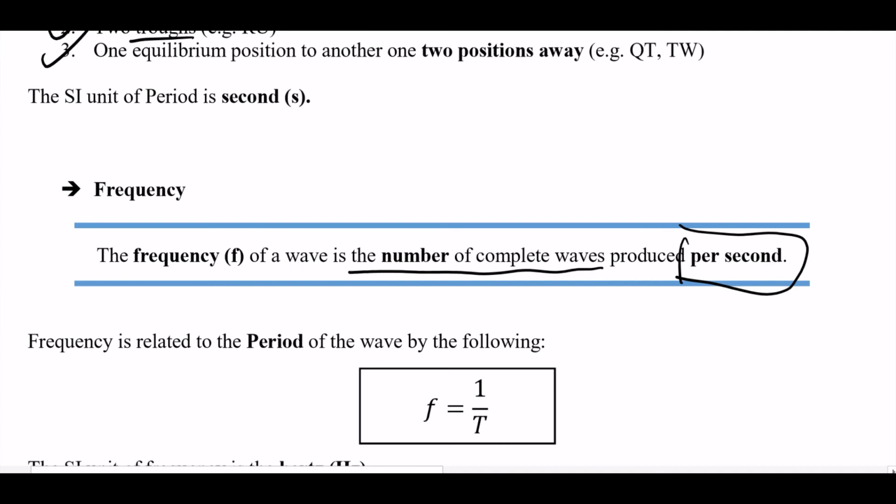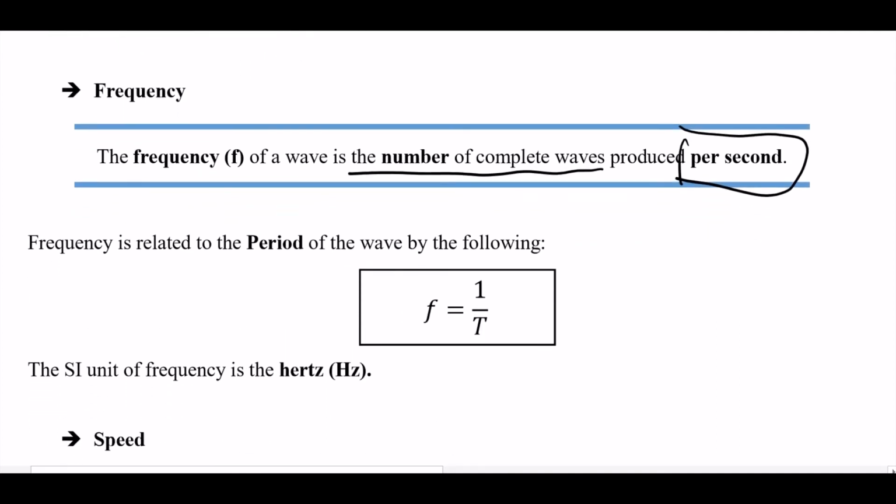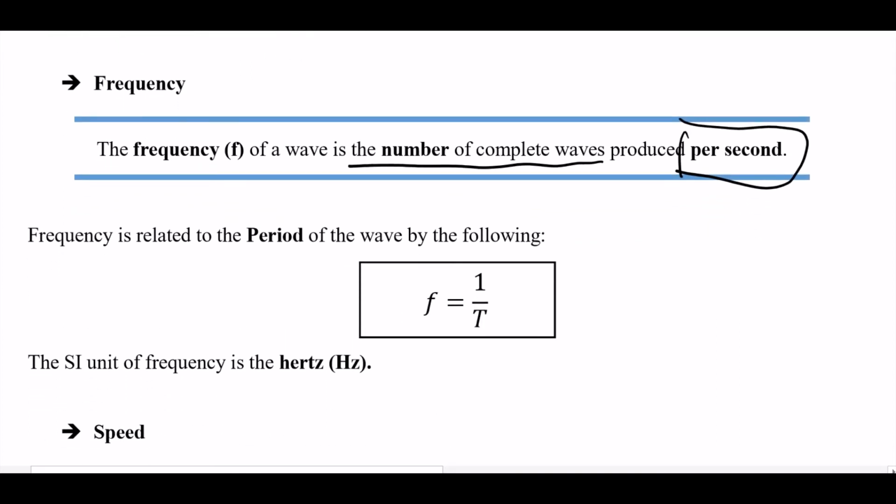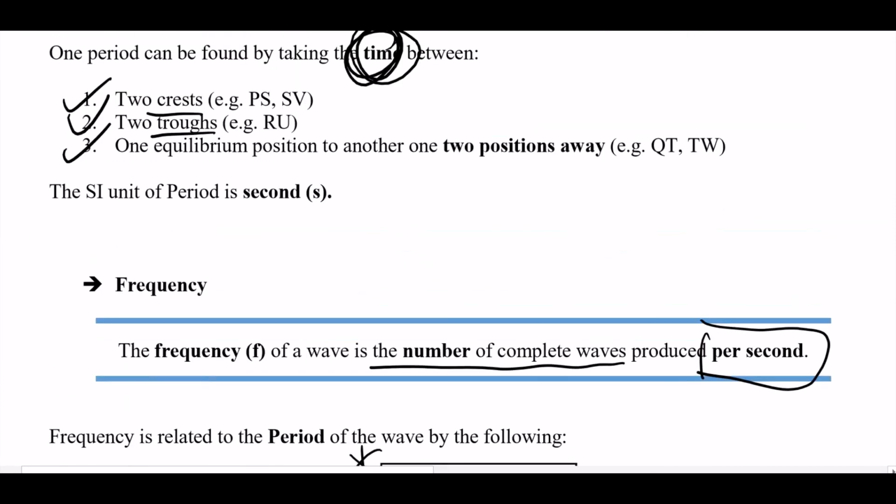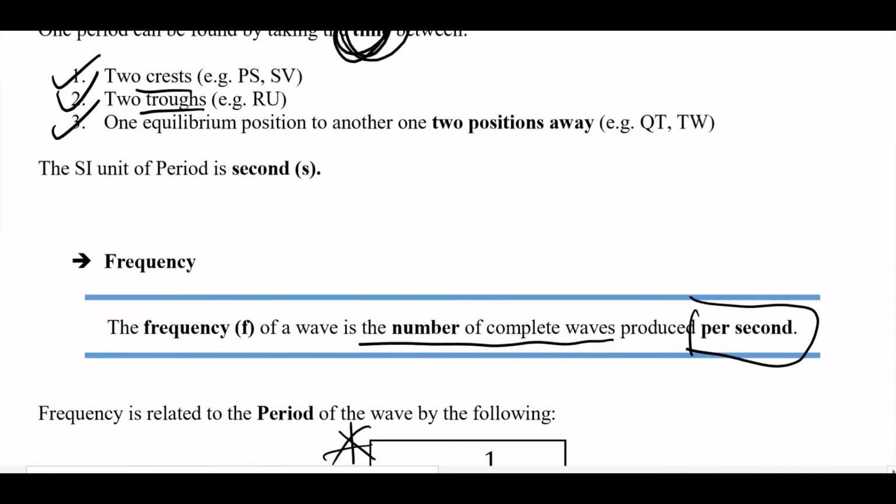Okay, all right. So there's the formula here now. Frequency is 1 over period. So that's the formula over here. Okay, so let's recap a little. What's the difference between these two?